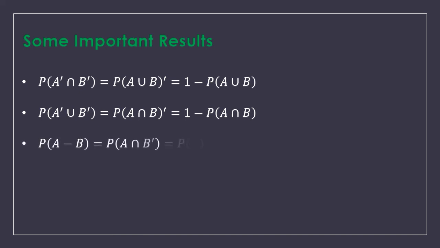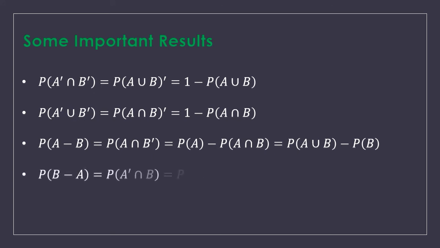The next result is something which I have done beforehand, but I am still giving it again here. A minus B can be written as A intersection B dash, or as A minus A intersection B, or A union B minus B. So any of these formulas you can use to calculate the difference event A minus B. Similarly, to calculate the difference event B minus A, we can write A dash intersection B, or B minus A intersection B, or A union B minus A. It is something similar, just swapping A with B.